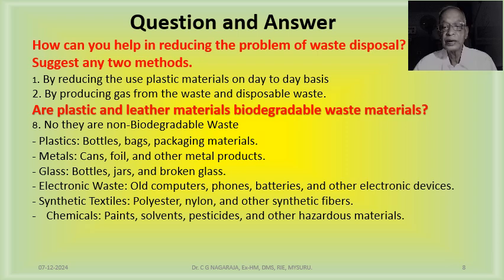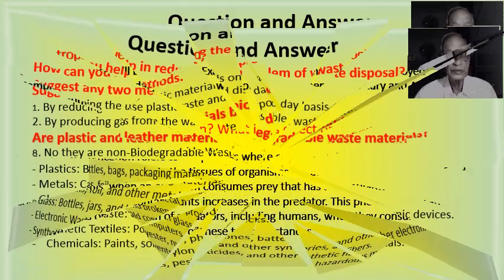Are plastic and leather materials biodegradable? No, they are not biodegradable. Plastics, metals, glass pieces, electronic waste, synthetic fibers, they are non-biodegradable. That means biologically they cannot be broken down into simpler materials.